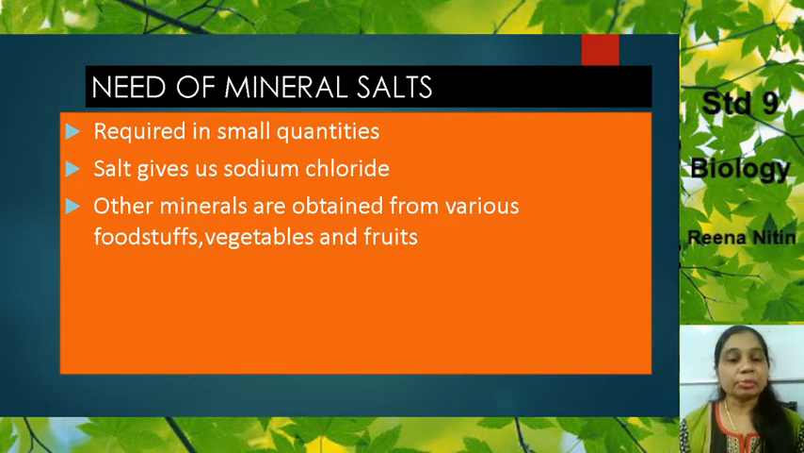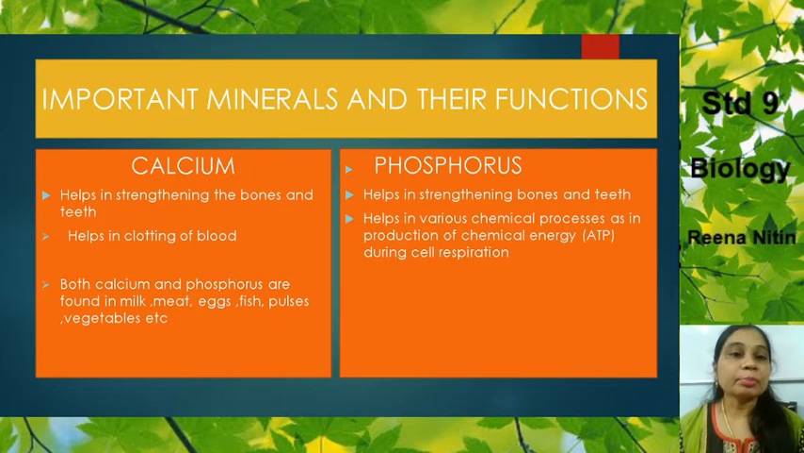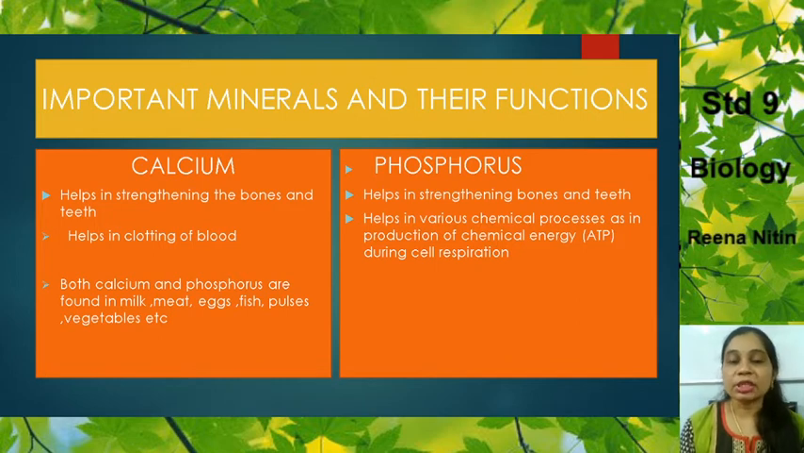Other minerals can be obtained from various foodstuffs that we eat. It can be in the form of vegetables, cereals, fruits or pulses also. Now, what are the important minerals and their functions in our body? Calcium is one important mineral which we have studied in our lower classes. It is very important for our bones and teeth. It helps in strengthening the bones and the teeth, and also in clotting of blood.